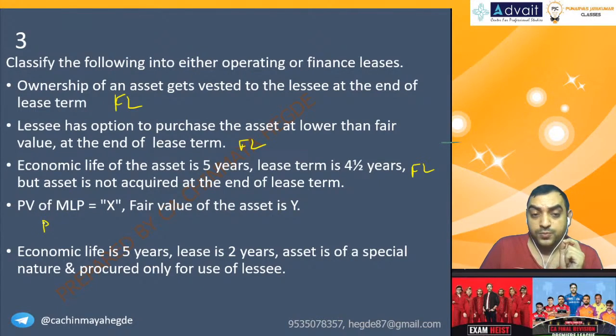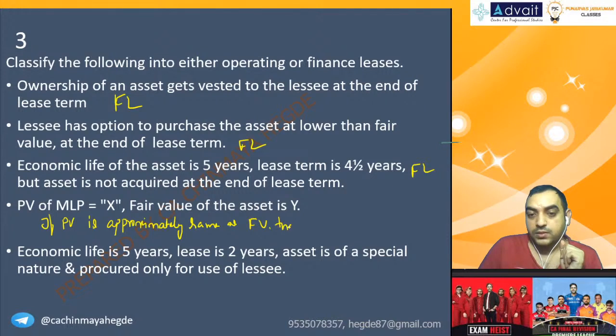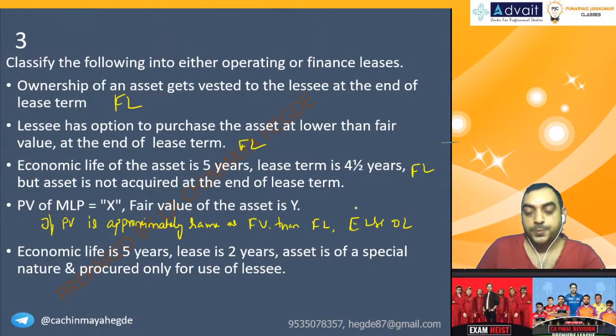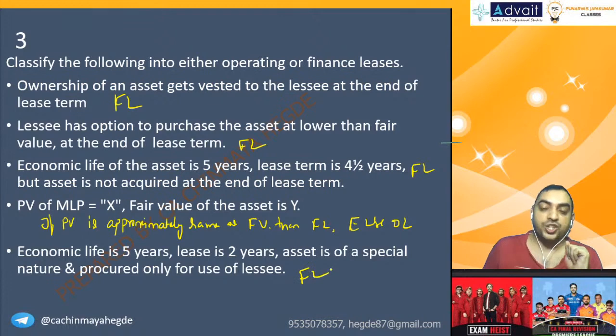If present value is approximately the same as Y, that is, present value approximately the same as fair value, then financial lease, else operating lease. Economic life is 5 years, lease is 2 years, the asset is of a special nature and procured only for use of the lessee, this is also a financial lease.